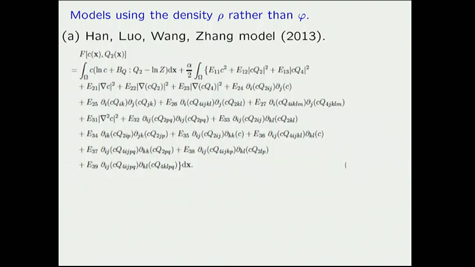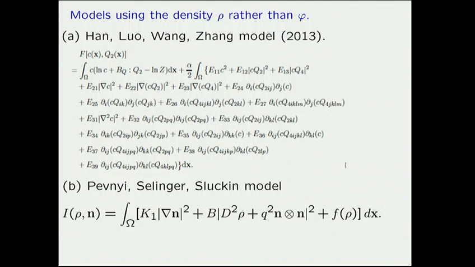And then there's a very interesting, more recent model of Pevnyi, Selinger, and Sluckin. So now you have, this is the one constant. Well, yeah, they have this, because you're having curl n equals zero. And now you get B times this thing. And this is what gives you kind of oscillations in rho, which hopefully predict these layers. And this q is, I guess, very small or something.